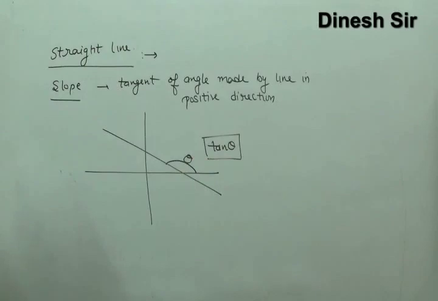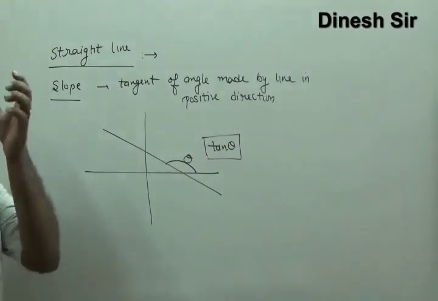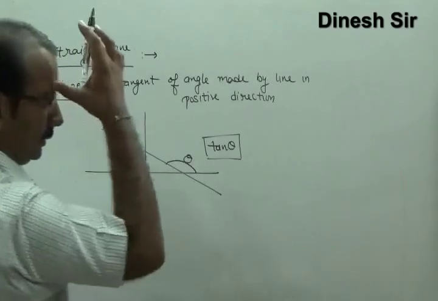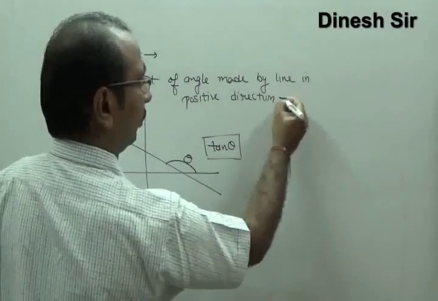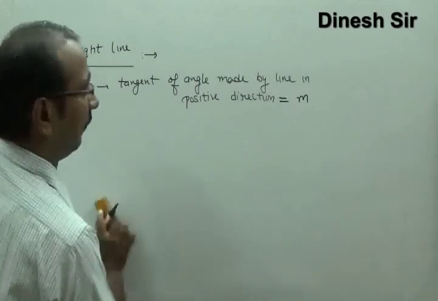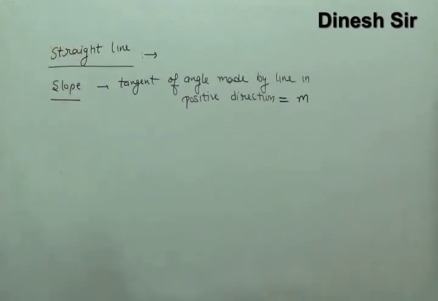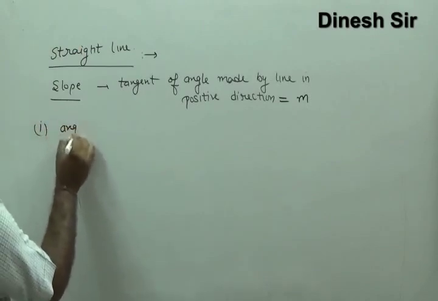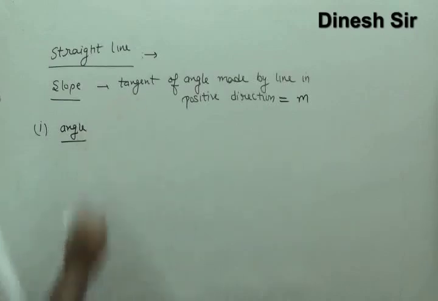What do you mean by the term slope? The basic definition of slope is the tangent of the angle made by the line with the positive direction of the x-axis. This is said to be the slope of the line. In coordinate geometry, slope is denoted by m. Whenever we use m, it means we are considering the slope, right? Now, in order to find the slope of a line, we have 5 different methods. The first method is where the angle made by the line with the positive direction of the x-axis is given.